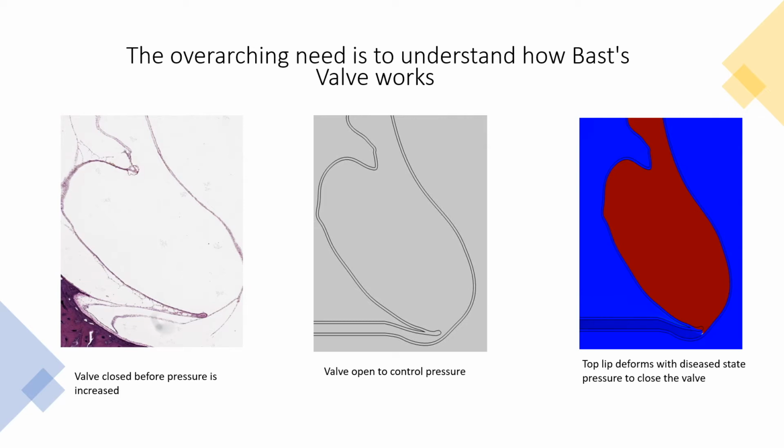The one our team was trying to prove is that Bast's valve acts as a pressure regulator. It is normally closed, like shown in the first image of the histology scan. As pressure builds, the bottom of the valve distends to relieve pressure. This bottom can only distend so much since it'll reach bone. In an extremely diseased state, as the pressure increases, the top of the valve will start to deform and eventually, with enough force, will close the opening. This will lead to swelling and potentially Meniere's disease.